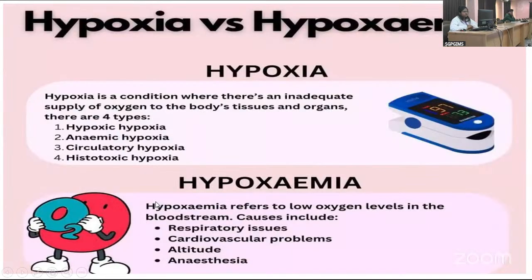Now, we're going to differentiate between hypoxia and hypoxemia. Basically, hypoxia is a condition where there is an inadequate supply of oxygen to the body, tissue, and organs. There are four types of hypoxia, so we'll quickly brief them. What is hypoxic hypoxia? Hypoxic hypoxia is reduced supply of oxygen to the body, leading to a low arterial oxygen tension.